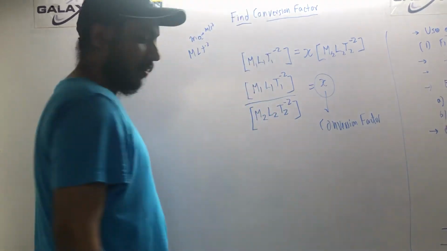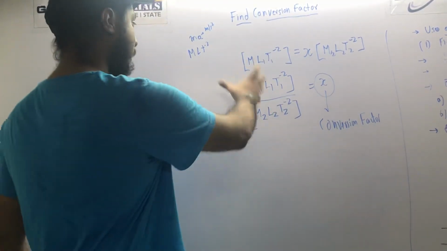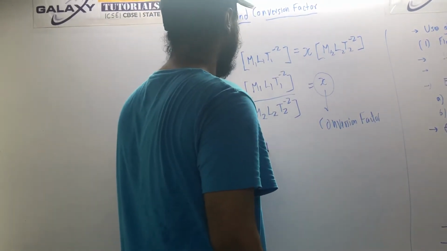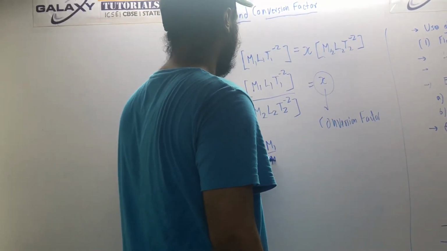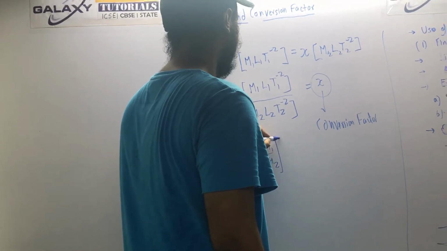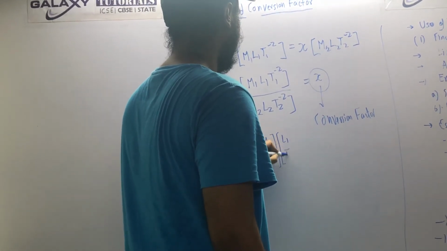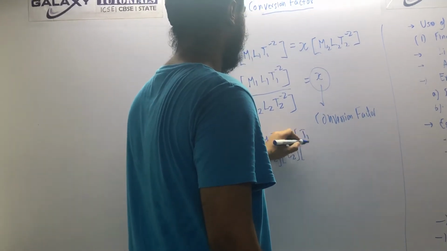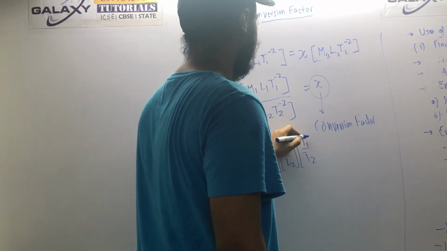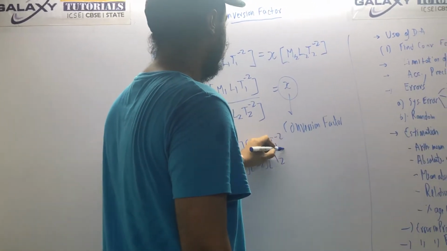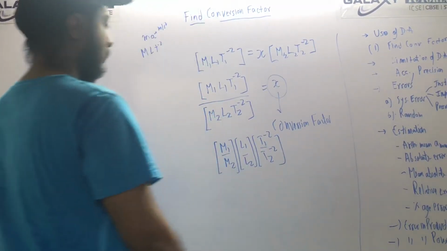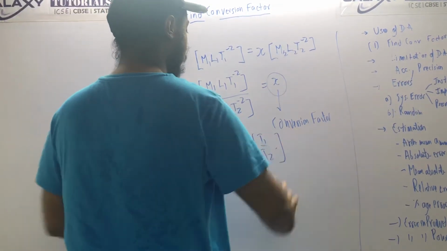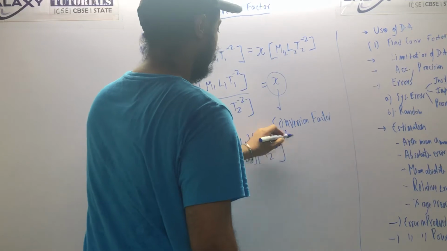Next, just separate m and m, L and L, and T and T. It will look something like this: m1 upon m2 into L1 upon L2 into T1 upon T2, all raised to the power minus 2. Or you can take the minus 2 outside.